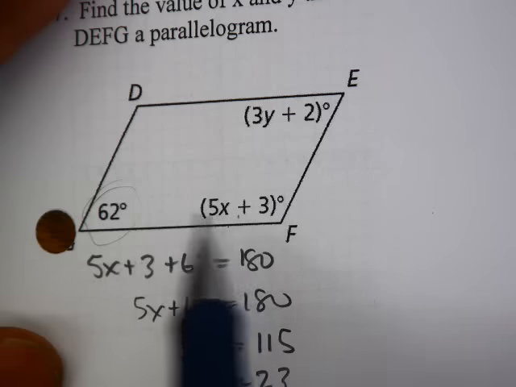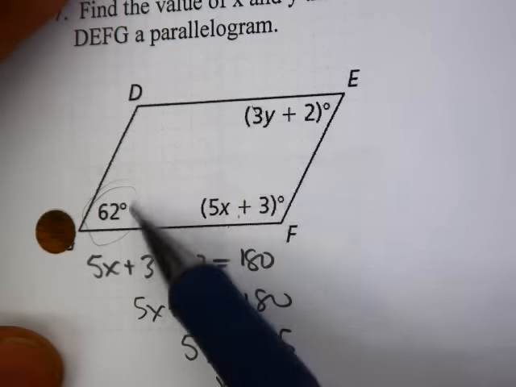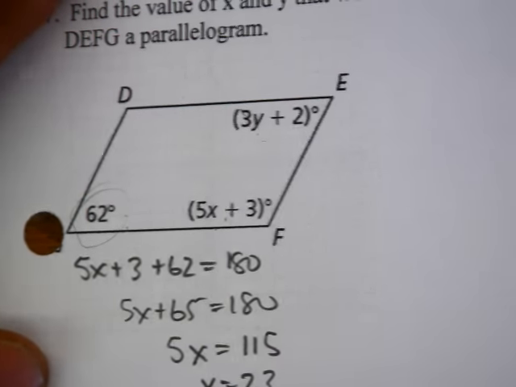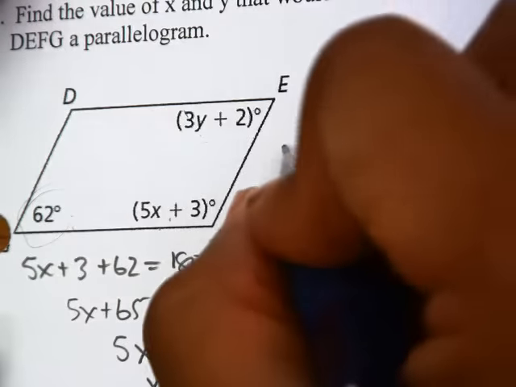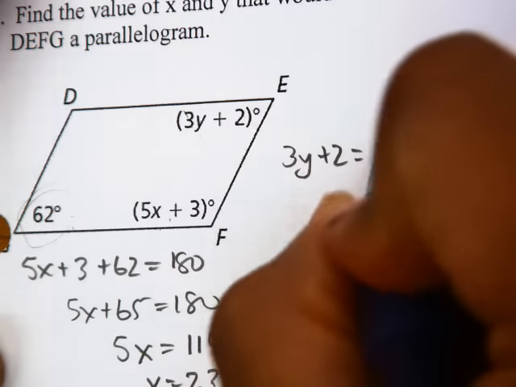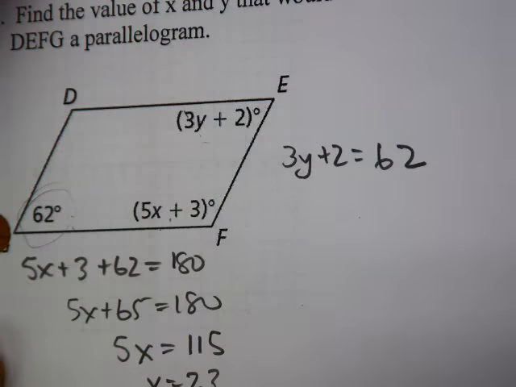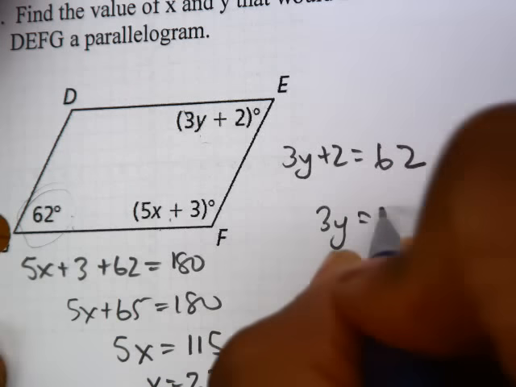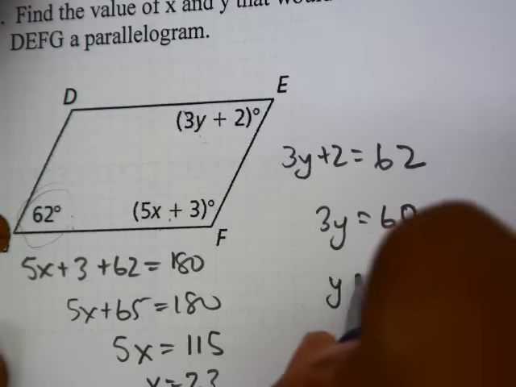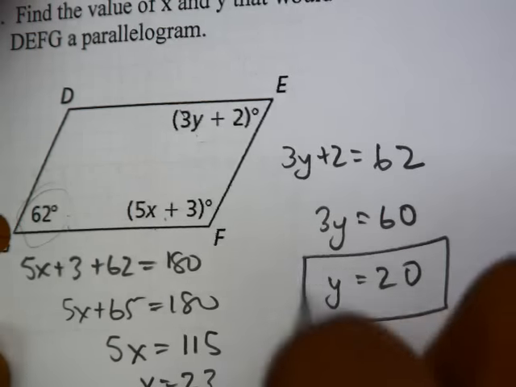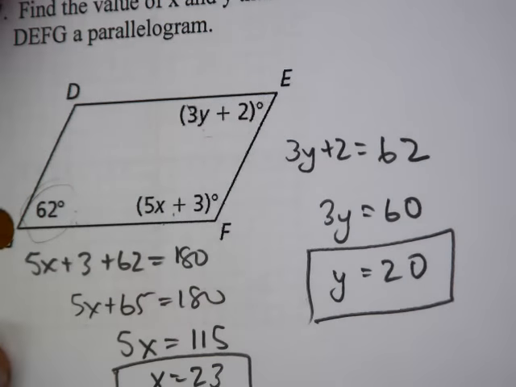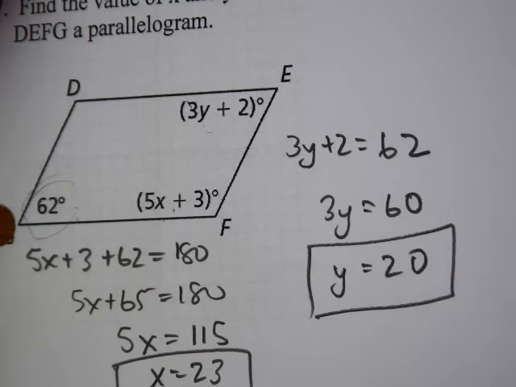So I know these are supplementary, they would add up to 180. Angles across from each other, opposite angles, have to be equal to each other. So 3y plus 2 has to equal 62. Just subtract 2 from both sides. And divide by 3, I get y is equal to 20. So x is equal to 23, y is equal to 20.